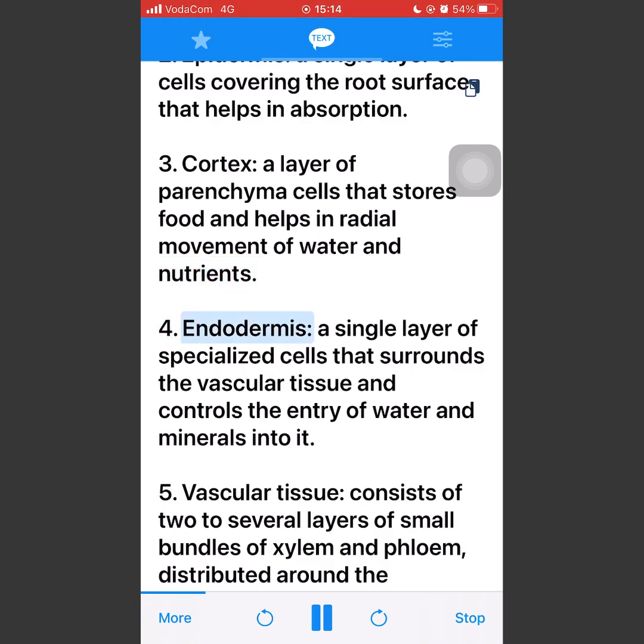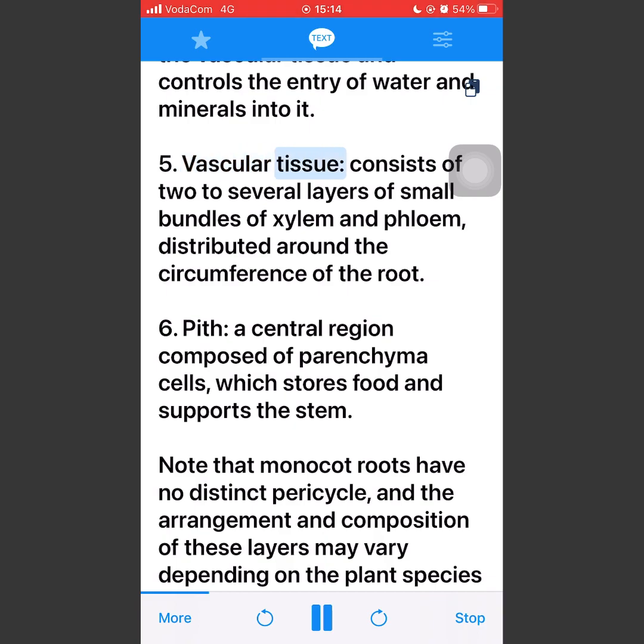4. Endodermis, a single layer of specialized cells that surrounds the vascular tissue and controls the entry of water and minerals into it. 5. Vascular tissue, consists of 2 to several layers of small bundles of xylem and phloem, distributed around the circumference of the root. 6. Pith, a central region composed of parenchyma cells, which stores food and supports the stem.